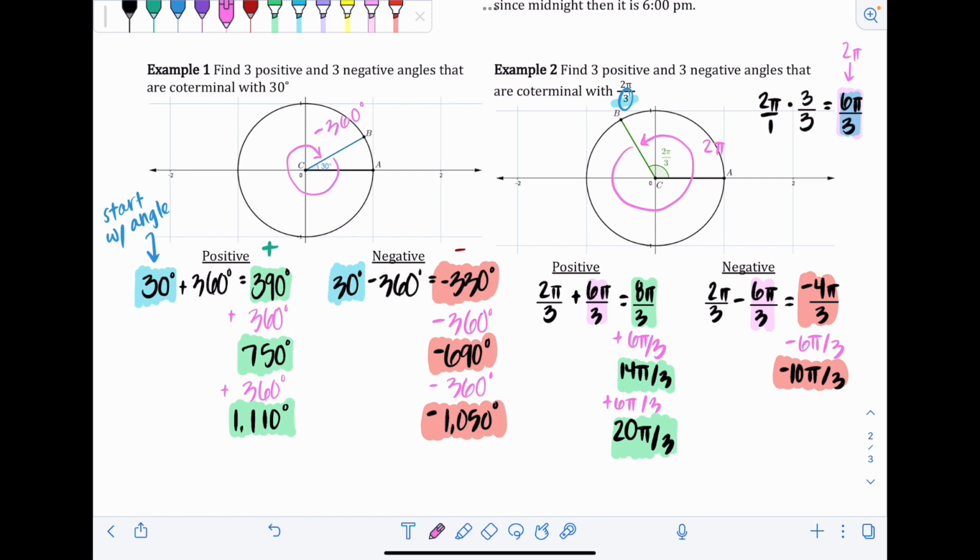And then I need to subtract 6 pi over 3 again. So negative 10 minus 6 pi is negative 16 pi over 3. So that's our last one. So when it's in radians, you're adding or subtracting 2 pi, but you have to change it first so that it has a common denominator. So this step should always come first for a problem like this when it's in radians.